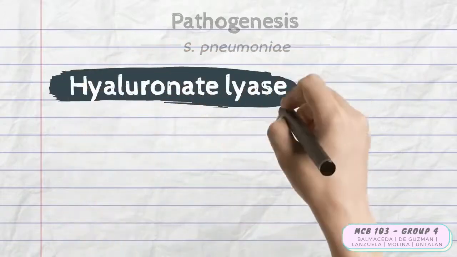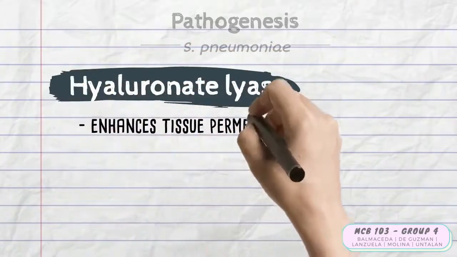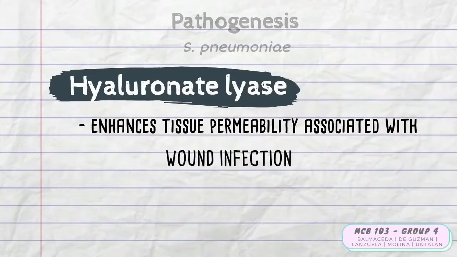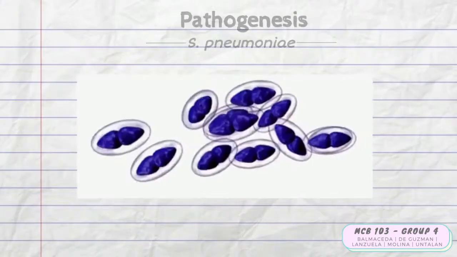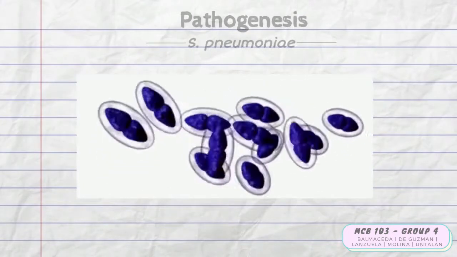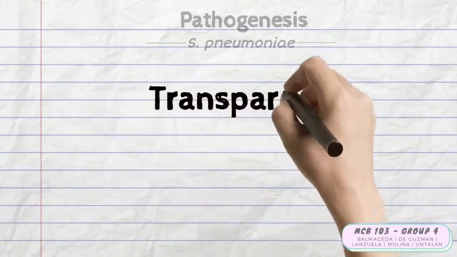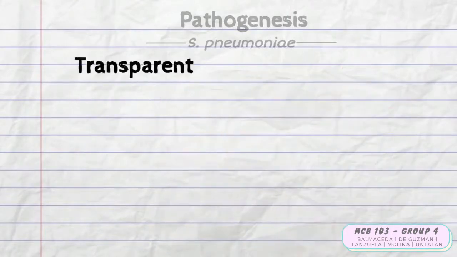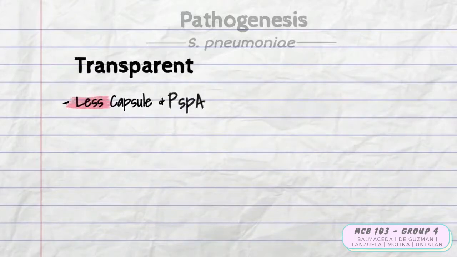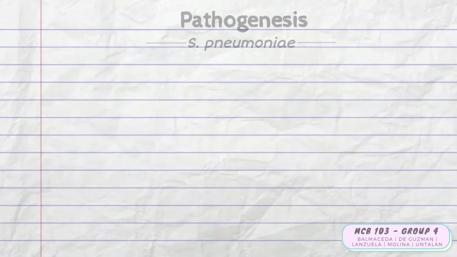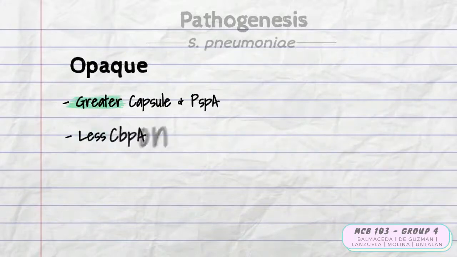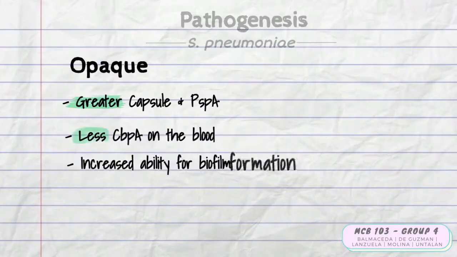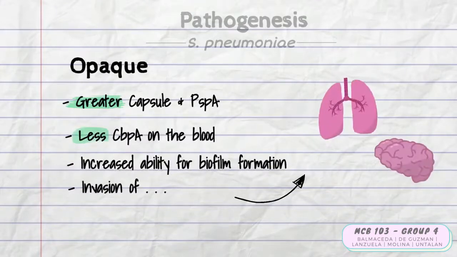Hyaluronate lyase in particular enhances tissue permeability associated with wound infection, pneumonia, bacteremia, and meningitis. S. pneumococci are divided into two types defined by their surfaces: transparent and opaque variants. Transparent variants with less capsule and PspA but greater CbpA and autolysin A predominate in the nasopharynx. In the opaque variants, greater capsule and PspA with less CbpA on the blood, with the increased ability for biofilm formation and invasion of the lungs and the brain.